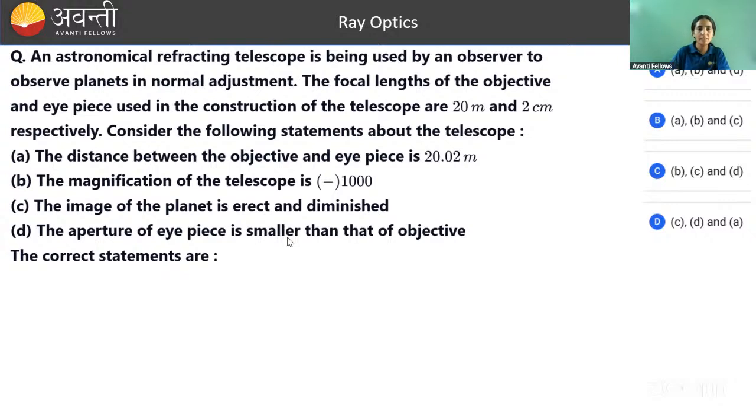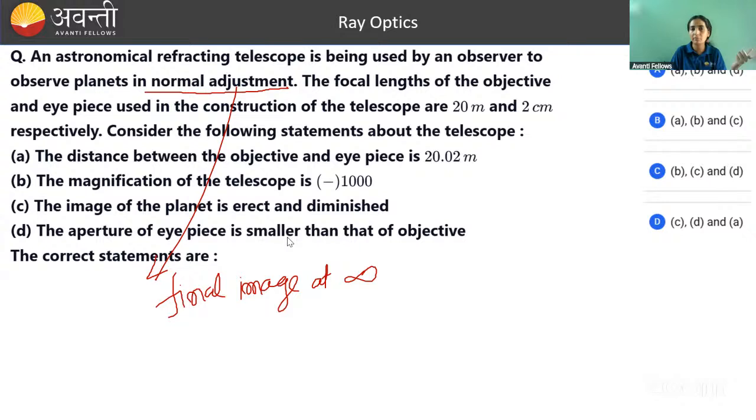आई होप तुम लोग मीनिंग समझ रहे हो. नॉर्मल एडजस्टमेंट का मतलब क्या होता है? इसका मतलब होता है फाइनल इमेज एट इंफिनिटी. ठीक है, नॉर्मल एडजस्टमेंट का ये मतलब होता है. नाउ फोकल लेंथ ऑफ ऑब्जेक्टिव इज गिवन एंड आईपीस इज गिवन. वी हैव ऑलरेडी सीन द फॉर्मूला टेलीस्कोप के केस में. When we are looking at a far away object, object distance is already infinity, and here final image is also getting formed at infinity. So for this case only we have learned the formula, and their magnification is how much?